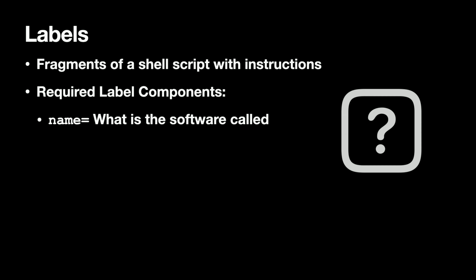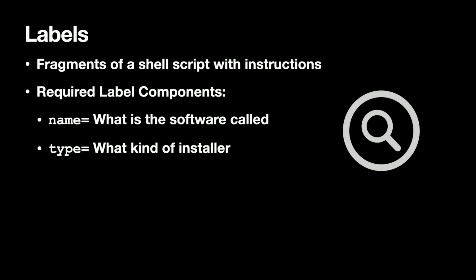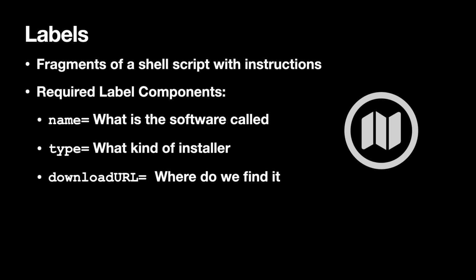So the second part of the script are the labels. These are fragments of a shell script that provide instructions to Installomator on how to install any individual application. There are 4 required elements of a label. The first is the name, just what is the software called? It's usually just the name in the applications folder. The type: is it a package? Is it one of those wild other ways that vendors decide to give us stuff?